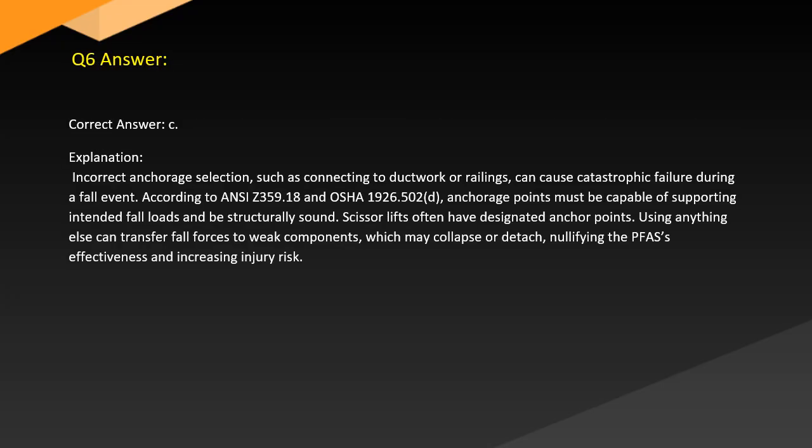Answer. Correct answer: C. Explanation. Incorrect anchorage selection, such as connecting to ductwork or railings, can cause catastrophic failure during a fall event. According to ANSI Z359.18 and OSHA 1926.502(d), anchorage points must be capable of supporting intended fall loads and be structurally sound.